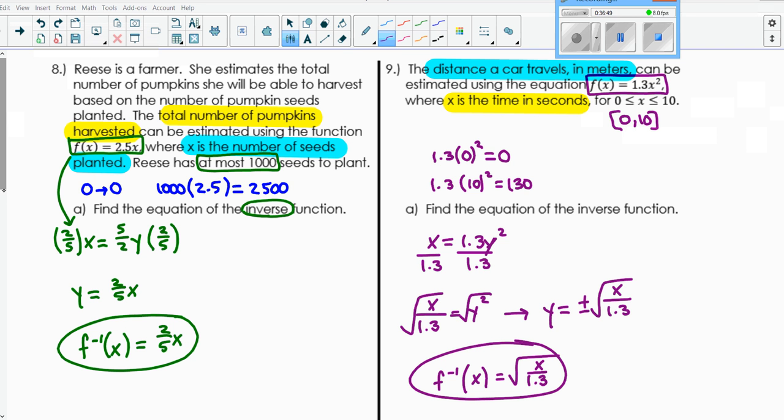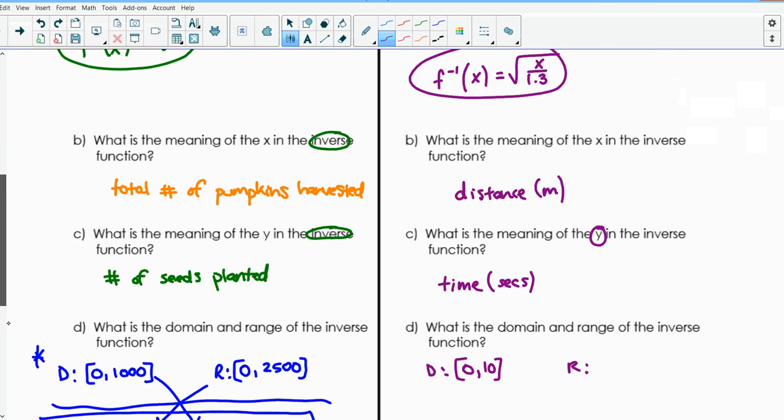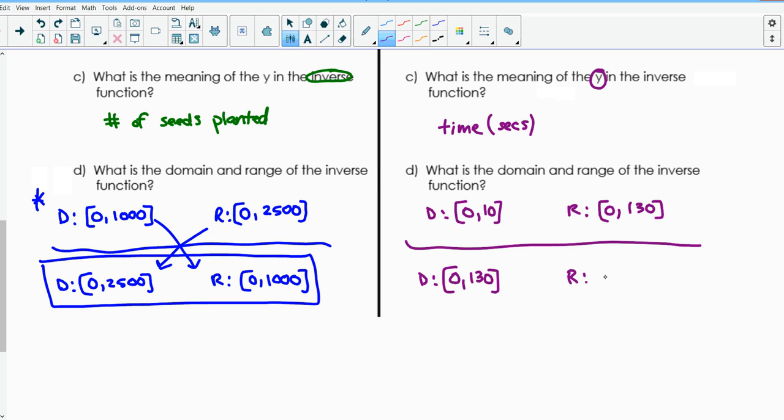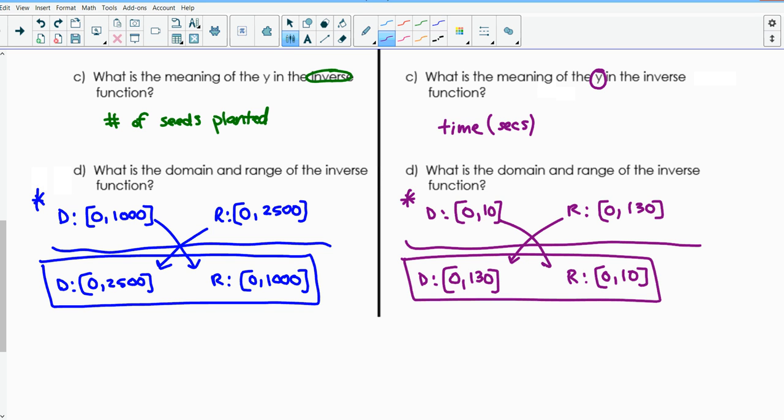So that means the car will travel between 0 and 130 meters. So my range is 0 meters to 130 meters. I'm including both. Okay, and that means then that the domain and range of my inverse function is the opposite. So the domain is the 0 to 130 because that was talking about the distance traveled. And the range is 0 to 10 because that's talking about the time. Okay, this is what the answer is looking for. This is what helps us get there. Okay, again, range flips, domain flips.